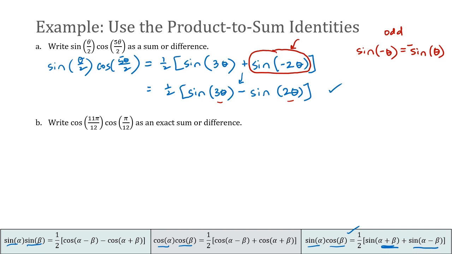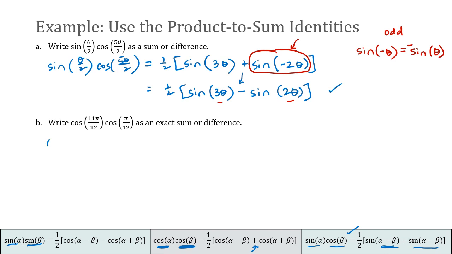This one has actual angles in there, so we're not dealing with just a placeholder of an angle like theta. So maybe we can simplify a little bit more here. This one says to write the cosine of 11 pi over 12 times the cosine of pi over 12 as an exact sum or difference. And the identity in the middle of the page is the one that we're going to use because it is a cosine times a cosine. All right, and it looks like we're going to end up with a sum. Okay, so let me write this out.